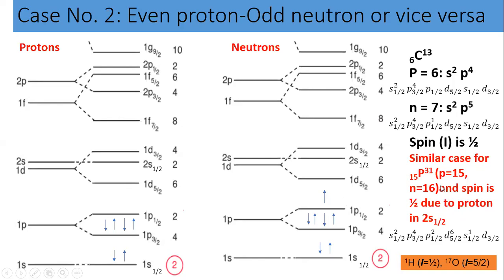The 15th proton will move to the 2s orbital. So if it is here, then the spin of phosphorus-31 will be 1/2. Half is due to s1/2, which is the total momentum of the s, and that will be the spin of phosphorus-31 due to the presence of the proton in s1/2.